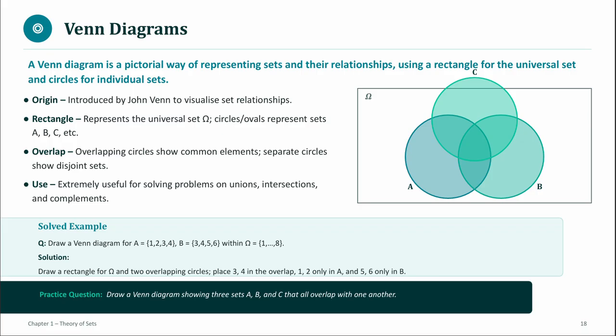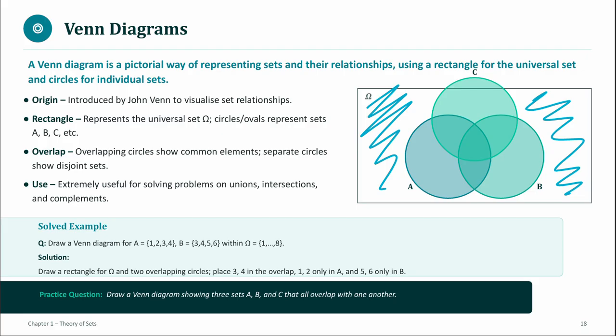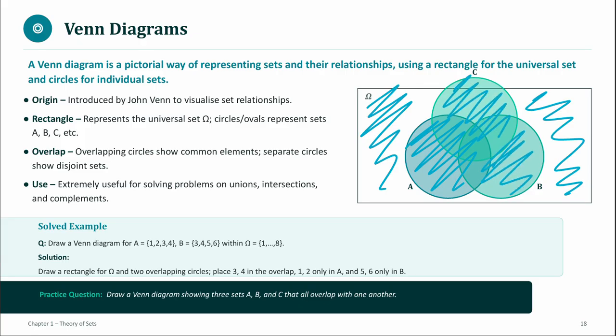So today we are going to start with Venn diagrams. A Venn diagram is a pictorial way of representing sets and their relationships using a rectangle for the universal set and circles for the individual sets. So if you see this rectangle here, this entire rectangle basically represents your universal set, whereas these circles right here basically represent your three sets A, B, and C respectively.